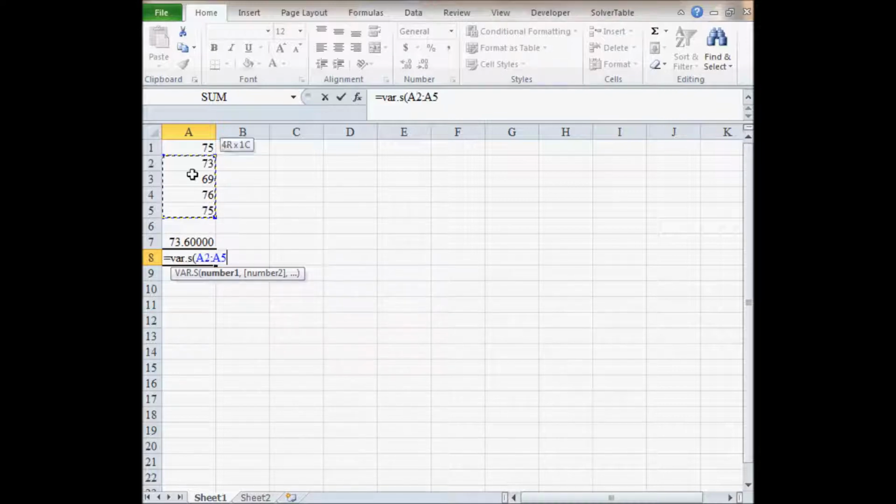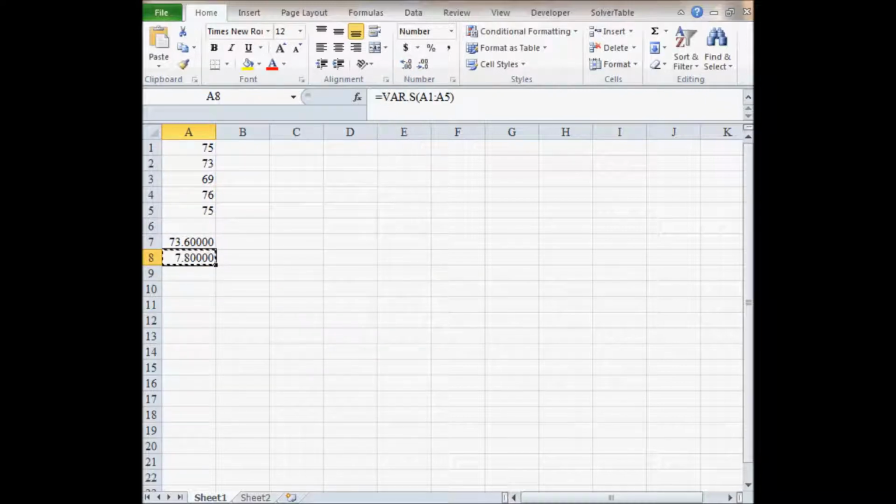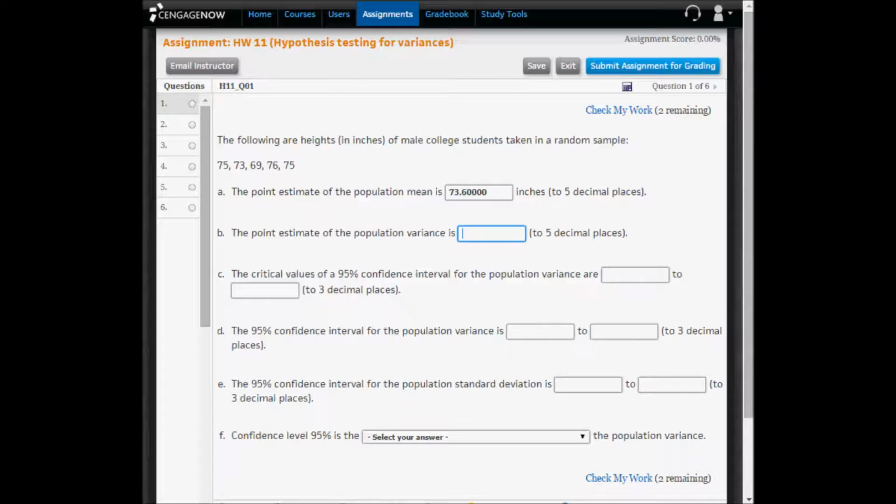So the point estimator of the variance of the population is this command. When I hit enter, I get the point estimate of the population variance, which is 7.8. CengageNOW is calling for 5 decimal places.